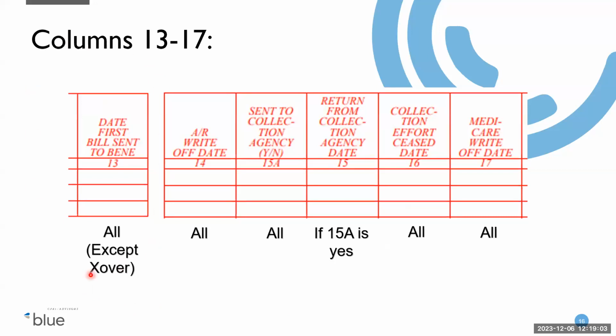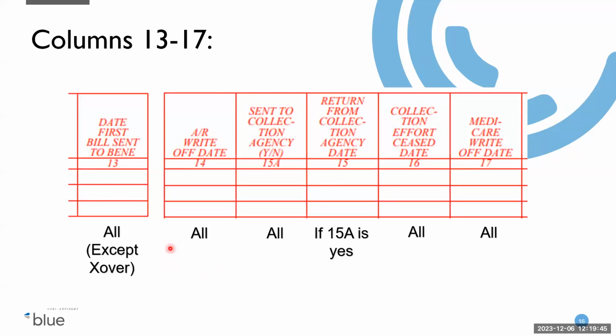So column 13, this is going to be the day that you sent the first bill to the patient. Kind of on the QMB train, if it's a QMB patient, you're going to put QMB in this column as well. You're not supposed to bill the patient, so you're going to say, nope, this is QMB. All other patients, you need to be billing until you deem them as charity or they're sent to the collection agency. So that first statement that went out the door needs to go right here, except for on crossovers.